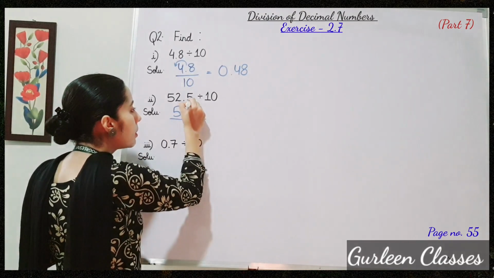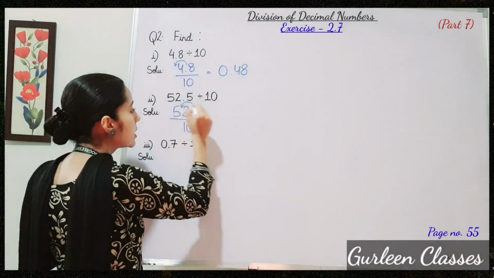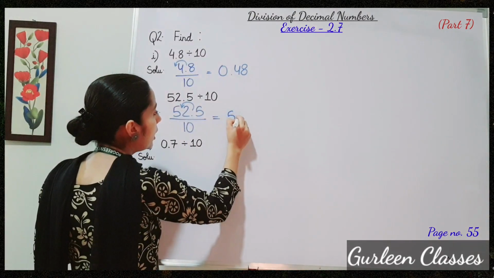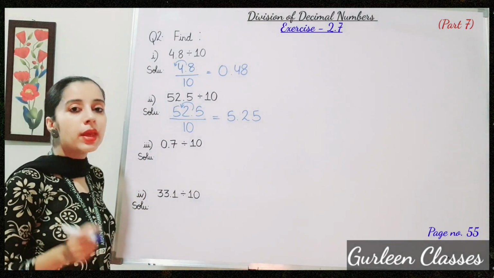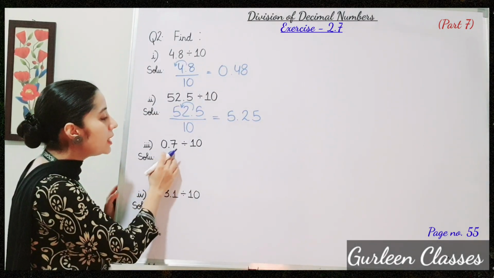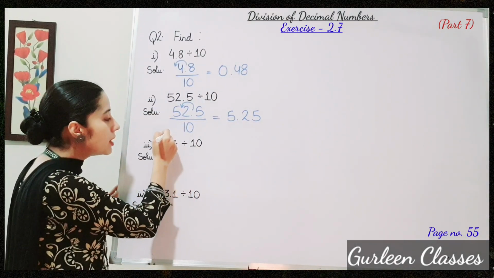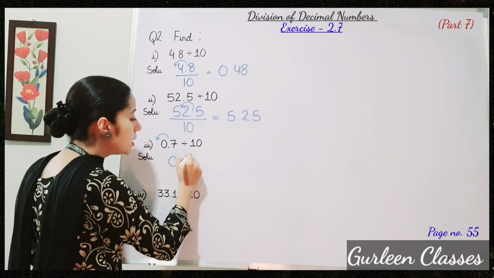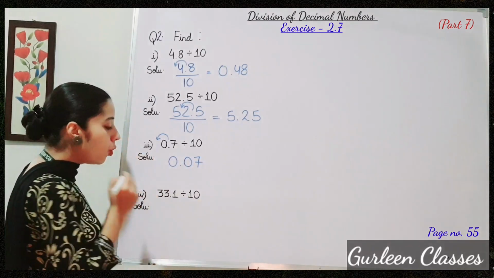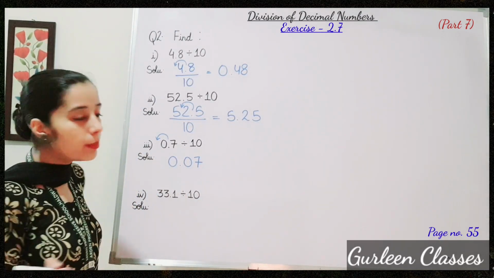So shift this decimal point to the left by one place. So now your decimal point is between 5 and 2. Answer is 5.25. Now C bar, 0.7 divided by 10. Shift this decimal point to the left. Answer is 0.07.